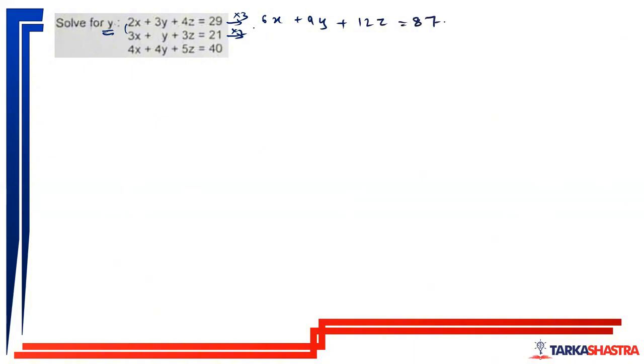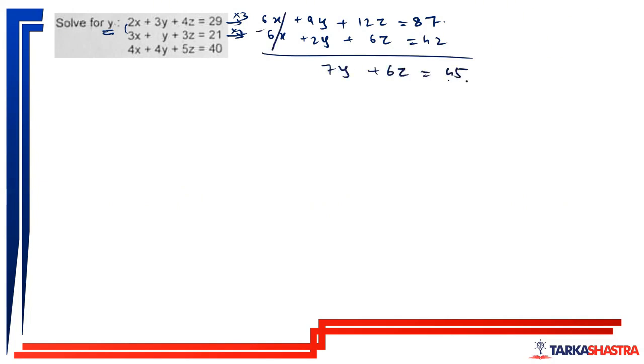87. And this is into 2. 6x plus 2y plus 6z is equal to 42. If I subtract this, x is eliminated, and we get 7y plus 6z is equal to 45. So this is one equation in terms of y and z.